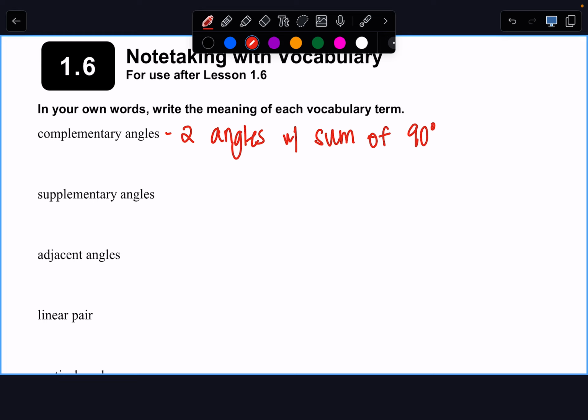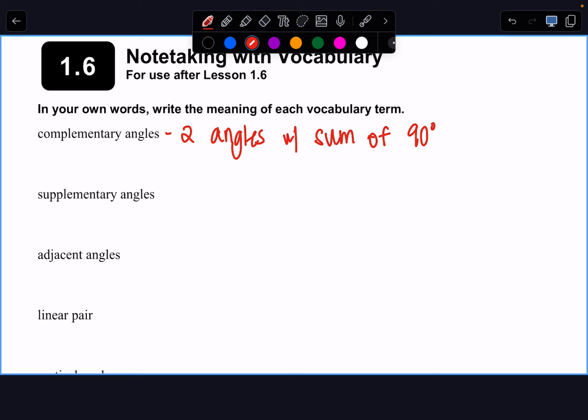So, they can be next to each other. They can be not next to each other. So if I say 20 degrees, Austin, what would be a complementary angle to 20 degrees? 70 degrees, because they add up to be 90. Okay? Maybe I give you two expressions. This angle is 2x plus 5, and this angle is 3x plus 15. If they're complementary, we know their measures need to add up to be 90.